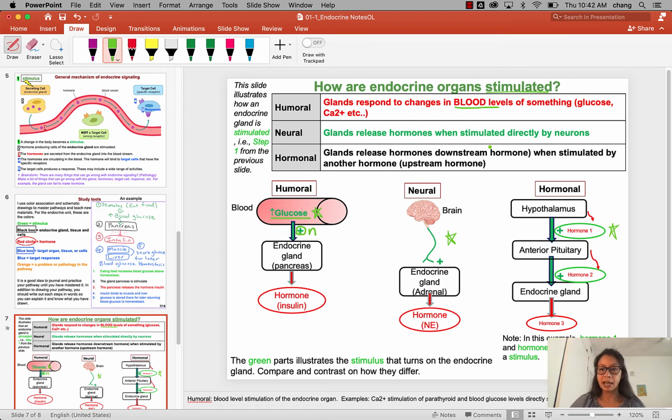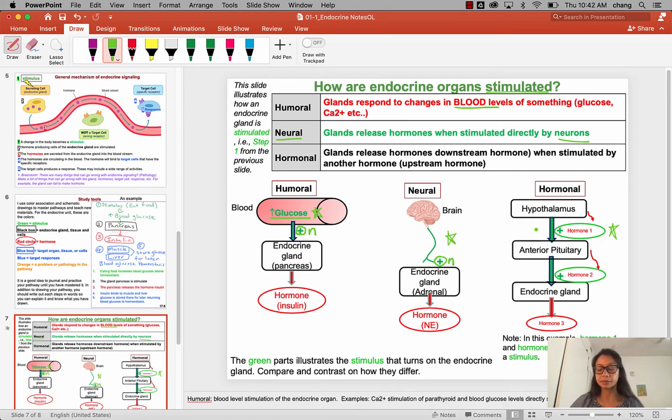Neuronal is going to have something with neuron in it. In this case, the brain sends a signal through a neuron to turn on the endocrine gland to release a hormone. An example of this: upon seeing the fire, the brain stimulates the sympathetic ganglion to turn on the adrenal gland to release adrenaline. So that would be neural, because I said sympathetic ganglion.